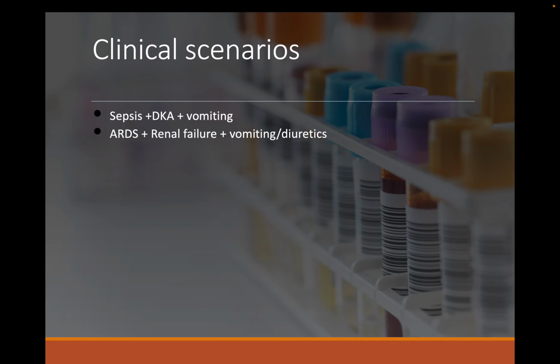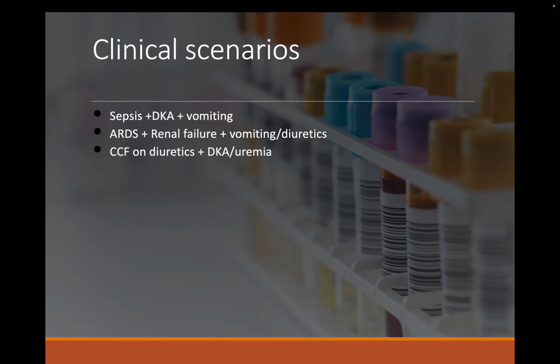One more possibility is ARDS plus renal failure plus vomiting. ARDS will cause respiratory alkalosis because of the tachypnea. Renal failure will explain the metabolic acidosis, the high anion gap part. Vomiting or diuretics will explain the rest; diuretics will cause dehydration, and diuretics can cause bicarbonate loss also. That will also explain the metabolic alkalosis. So one thing I'll say: in any metabolic case, always look for vomiting and diuretics.